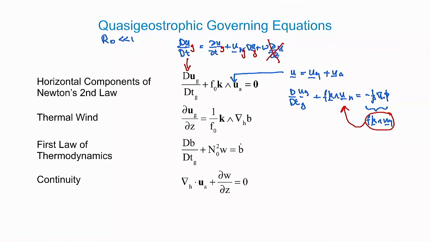The second equation that I have written down is thermal wind. I'm going to derive that in a second, just because it's so important to our discussion. This is the thermodynamic equation. That's an expression that d by dt of the potential temperature is 0.